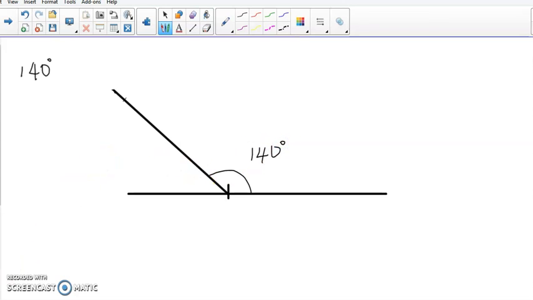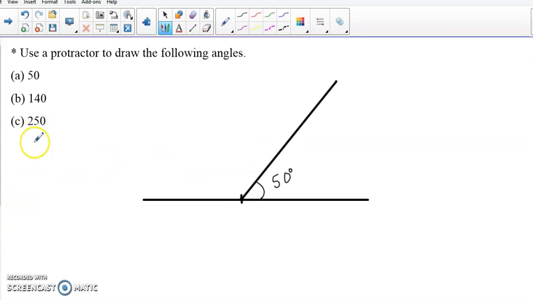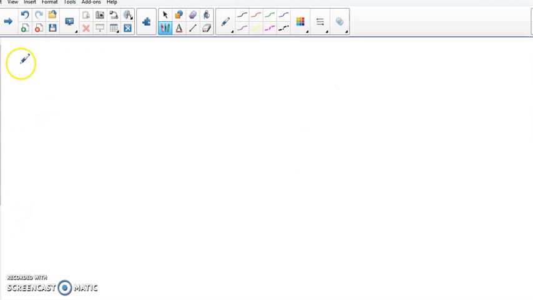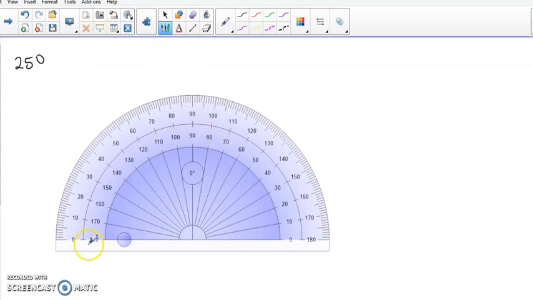Okay, now the next one we look at is 250 degrees. Now on this 250 degrees, you can see that on the protractor what I have here is only 180.